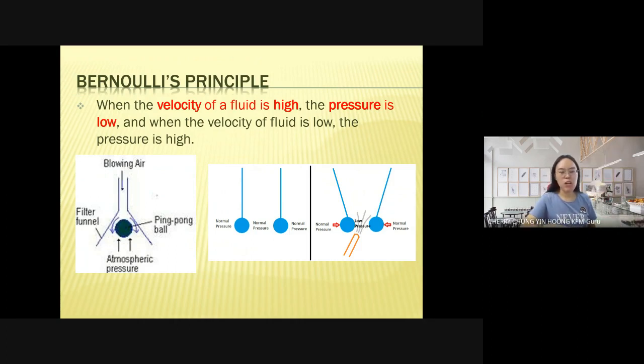OK，page 52。So actually Bernoulli's principle 是这几个 principle 里面比较容易记得的，just talking about the velocity and also the pressure.